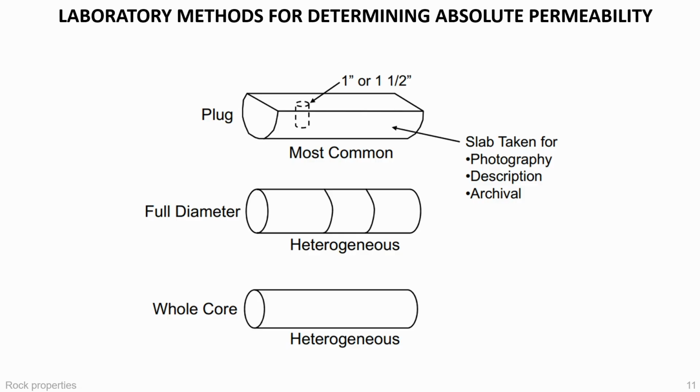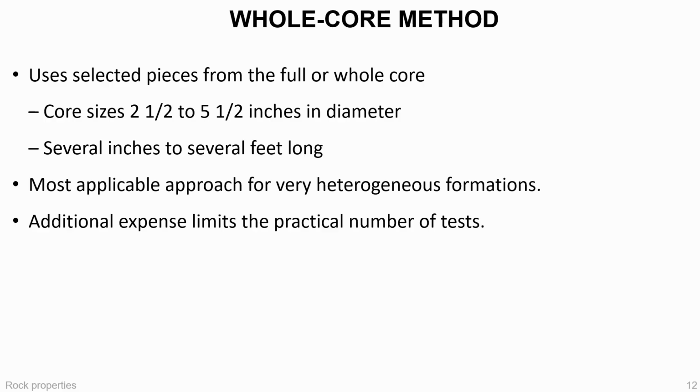In the lab we can measure permeability using whole core method, core plug method, sometimes specialized tests for fractures or anisotropy. Then remind students, lab permeability often represents matrix permeability, and may miss fracture contributions if samples are too small. Whole core method uses large pieces from the original core, with diameters typically 2.5 to 5.5 inches and lengths from inches to feet. Explain why it matters.